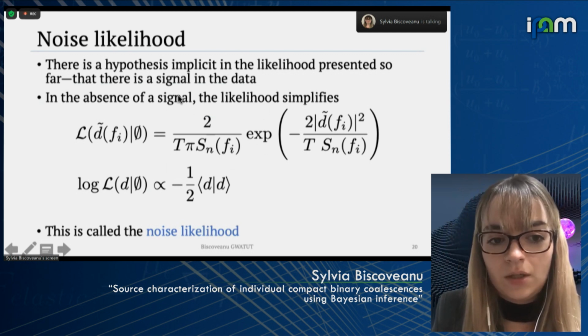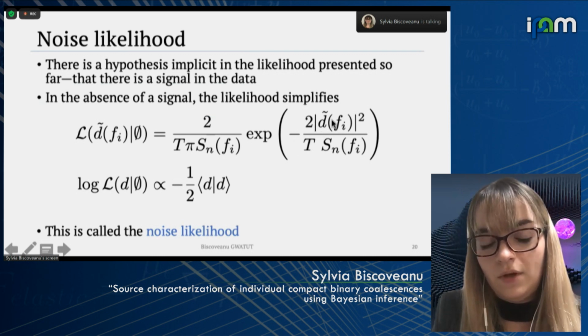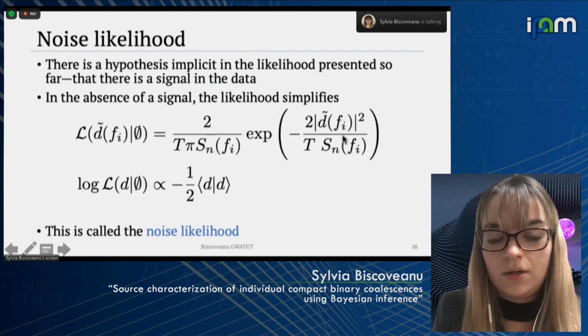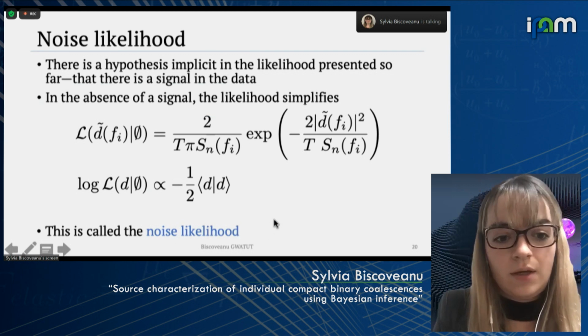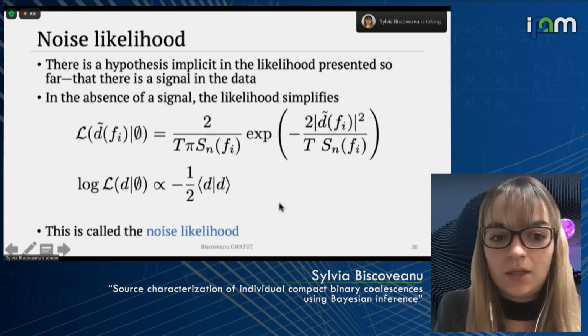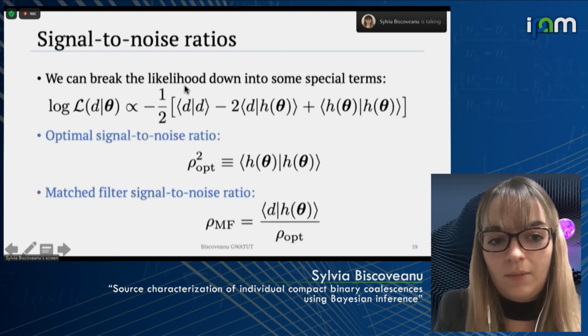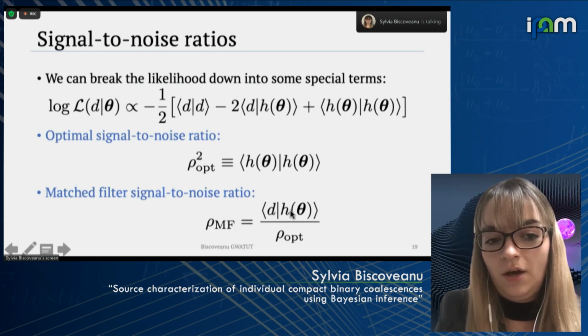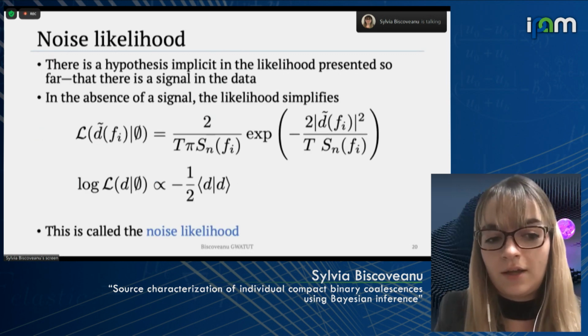It's just the same normalization constant out front times e raised to the minus 2, the data absolute value squared divided by the signal duration times the PSD. And we can rewrite this in the same way as we did with the signal likelihood as minus 1/2 times the inner product of the data with itself. And you can see that this term actually appears here as well. So our signal likelihood is proportional to our noise likelihood plus these different combinations of the optimal and match filter SNRs. That's just a convenient way of writing the likelihood down.